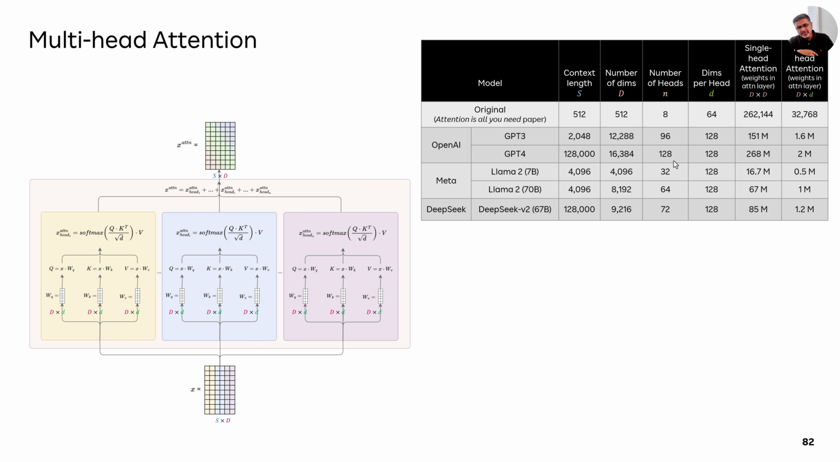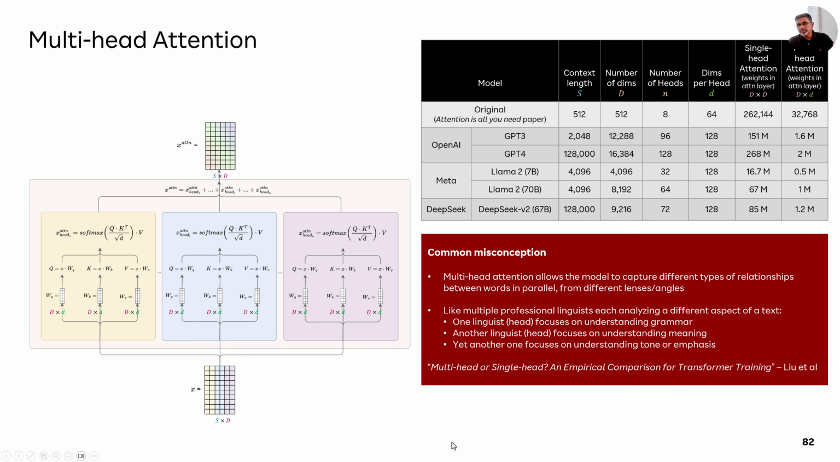Now, one of the common things I've seen being repeated again and again in multiple tutorials online is that the reason why you have so many heads is because the transformer can learn more nuances from the text. And an example I've seen is to think about each head as a linguist, and one linguist or one head is focusing on the verbs, the other one is focusing on the nouns, the other head is focusing on the adjectives, and so on.